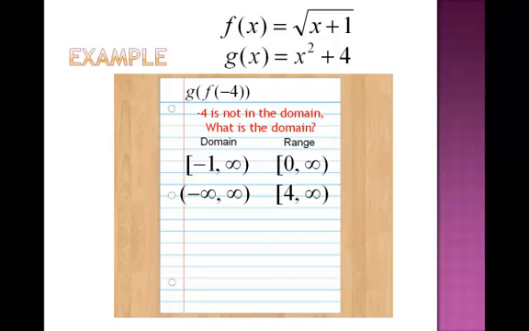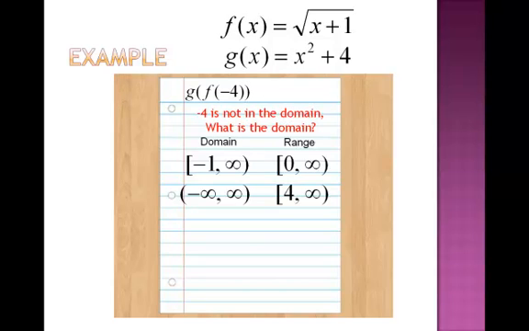And according to its domain, I could use anything between negative 1 up to infinity, and it would produce values from 0 to infinity. Now, those values it produces would then get plugged into g. Unfortunately, g can handle anything. It can handle any number between negative infinity and infinity, and it would then produce values between 4 and infinity.